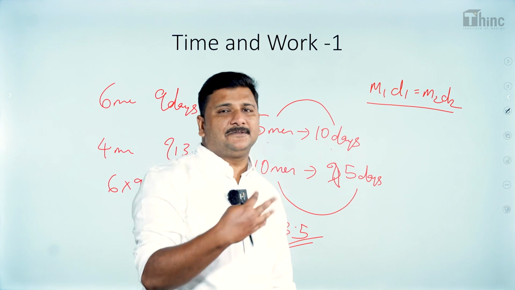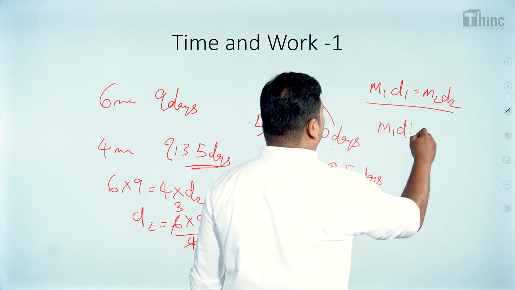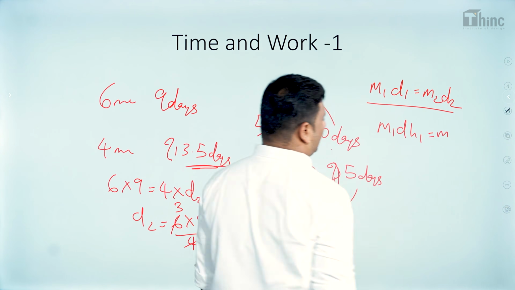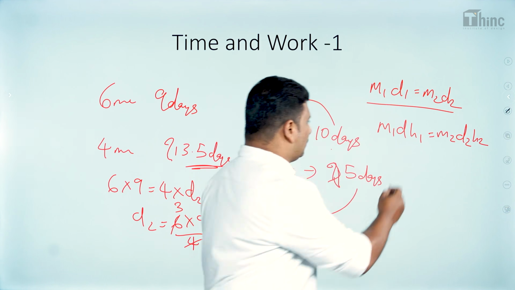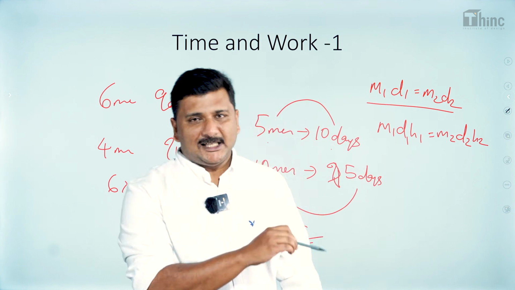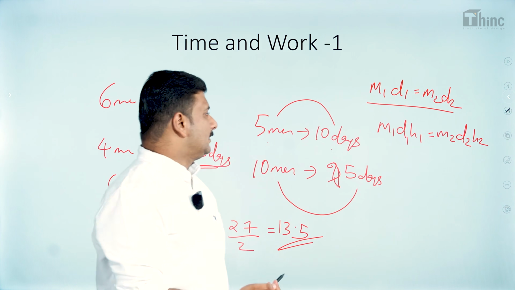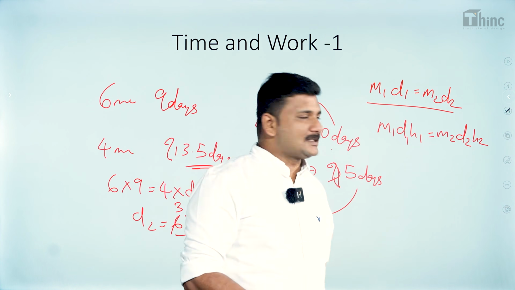Now there is an extension for this formula. The extension is M1D1H1 equals M2D2H2. You might be wondering what H is all about. M means men, D means the number of days, and H means the number of hours they work for. So M1D1H1 equals M2D2H2, where H means the number of hours they work for.